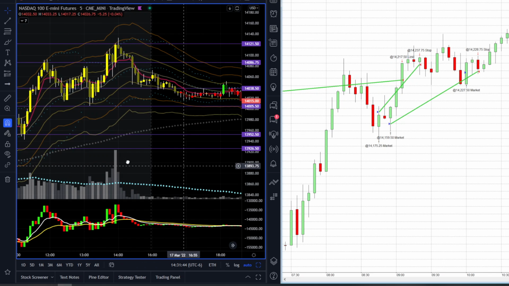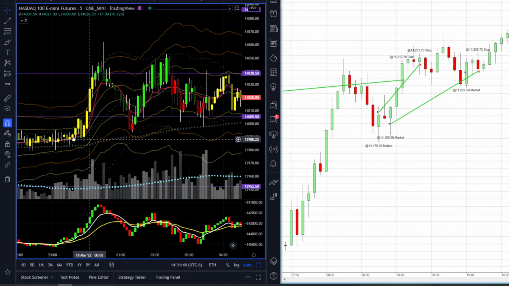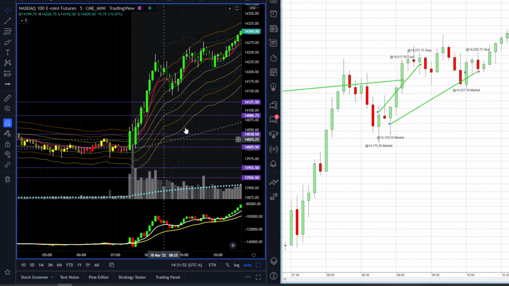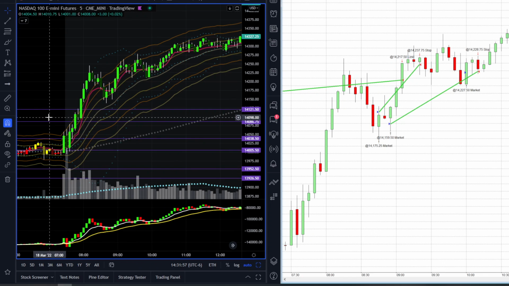So let's look at today. Today I took, I believe, two trades. This is Friday, so usually Friday is kind of a caution day. I don't trade much, but when good entries present themselves, you take the trade. Let's look at the trades that I took.